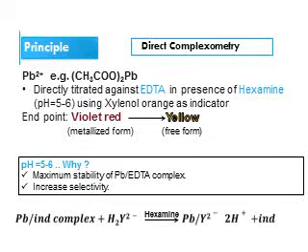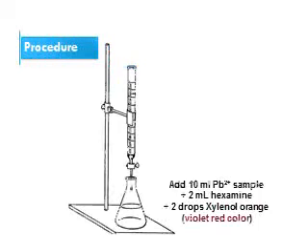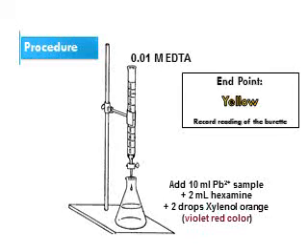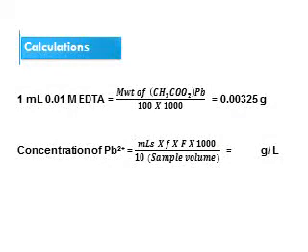Again, why is pH 5 to 6 the most preferred here? Because it gives maximum stability of the lead EDTA complex and increases selectivity. What's the procedure? Add 10 ml of lead sample, 2 ml of hexamine, and 2 drops of xylenol orange, and you will see a violet red color in the flask. Then titrate it with 0.01 molar EDTA and the end point will be yellow. The calculation is as we have used before, nothing changed.